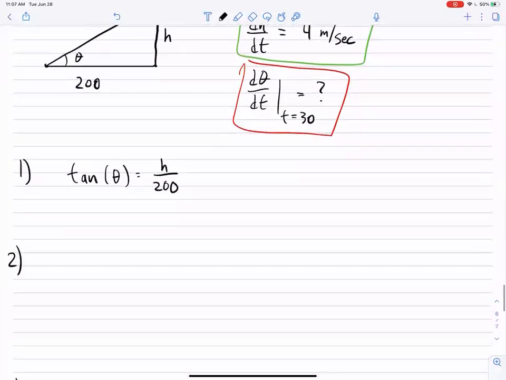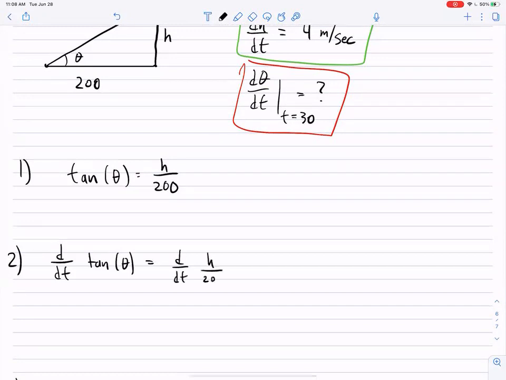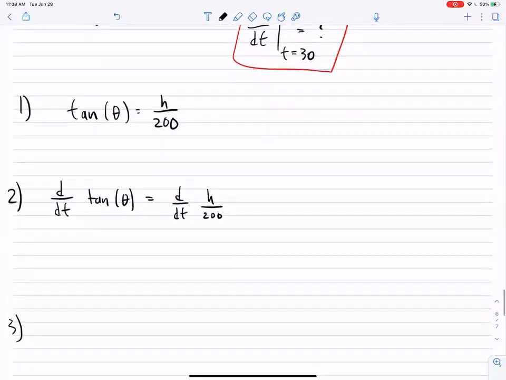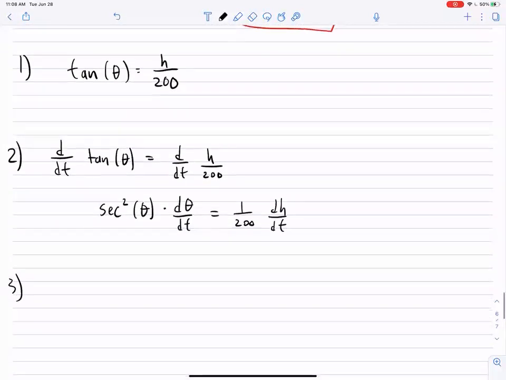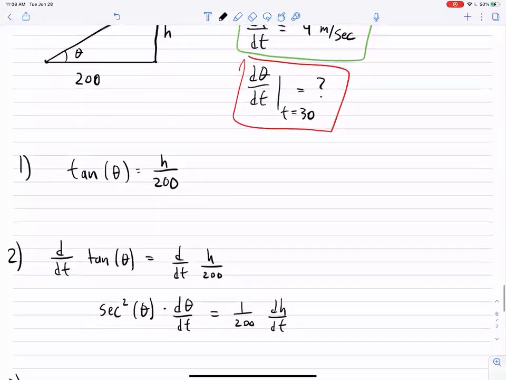So that's our relationship. Now let's take d/dt of both sides. d/dt of tangent of theta is equal to d/dt of h over 200, which is not bad. So the derivative of tangent is secant squared theta times, and then by the chain rule, d theta/dt equals 1 over 200 dh/dt. Now the final thing we need to do is just plug in everything.